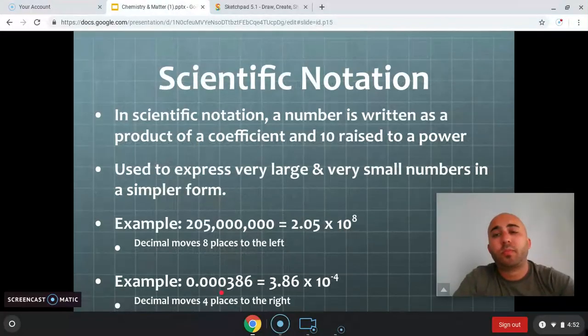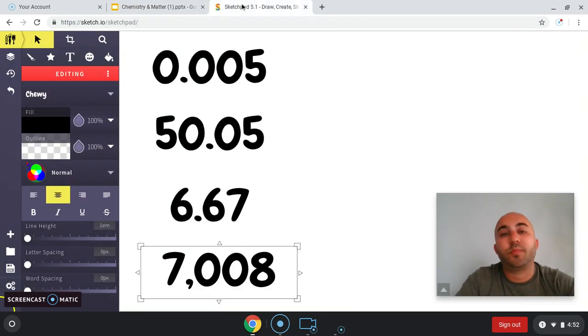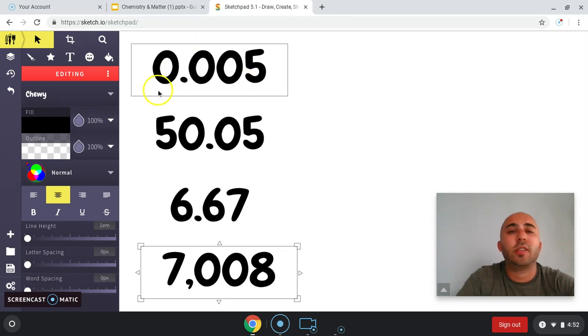So now I want to show you a couple examples of me expressing some figures using scientific notation. Then we'll take a pause and I'll come back and talk to you about doing it in reverse. So here we have our first example.